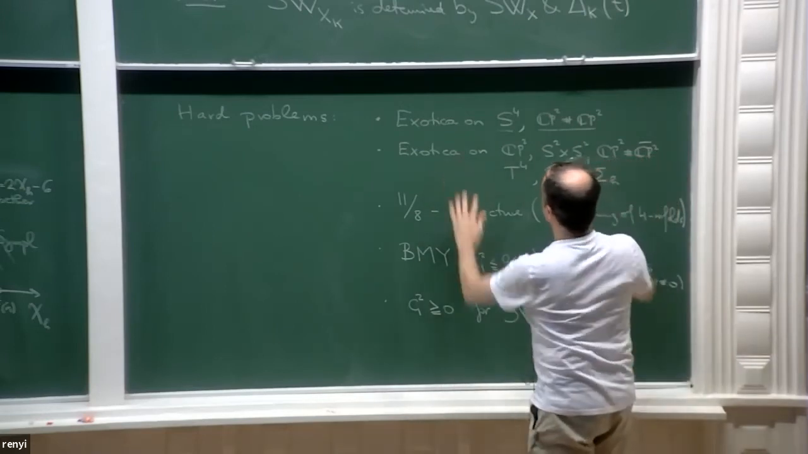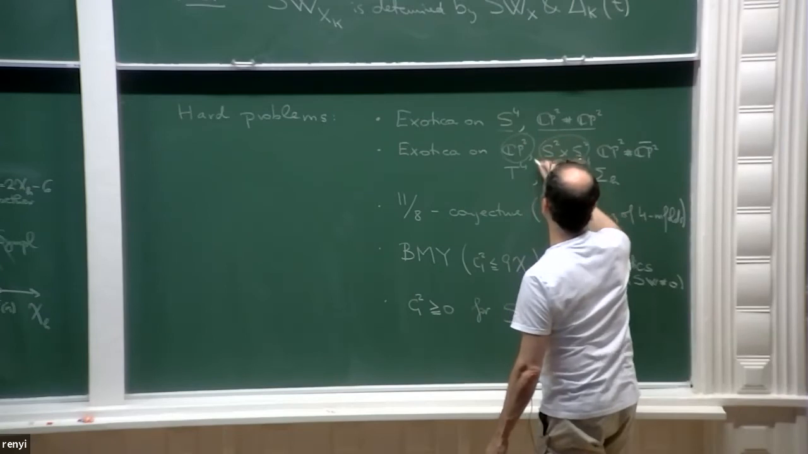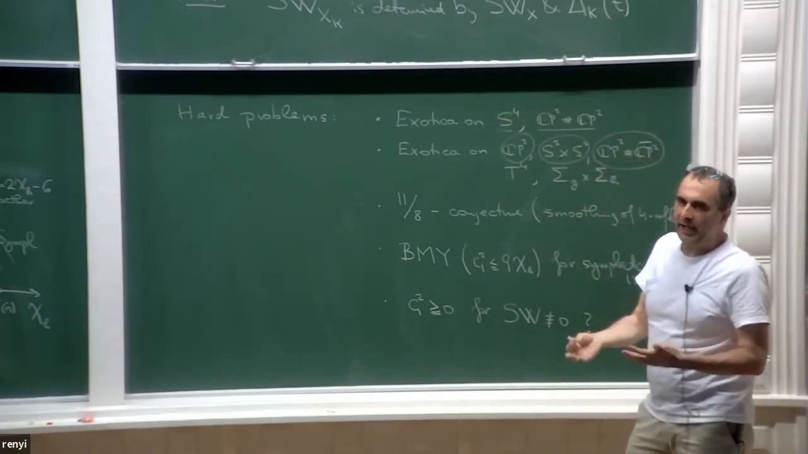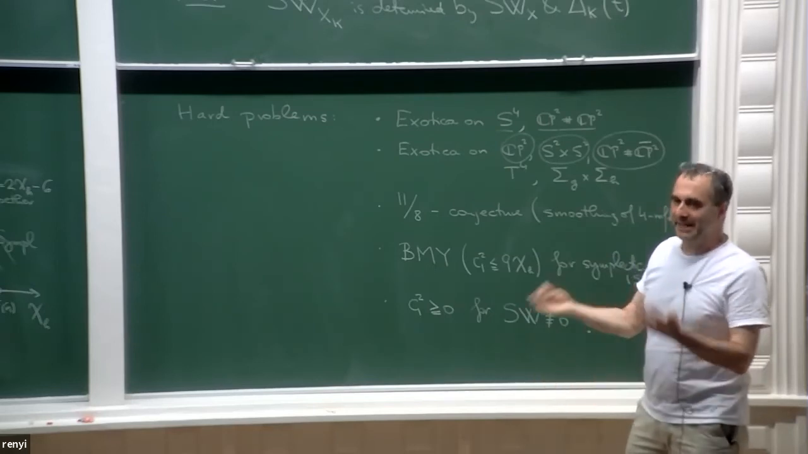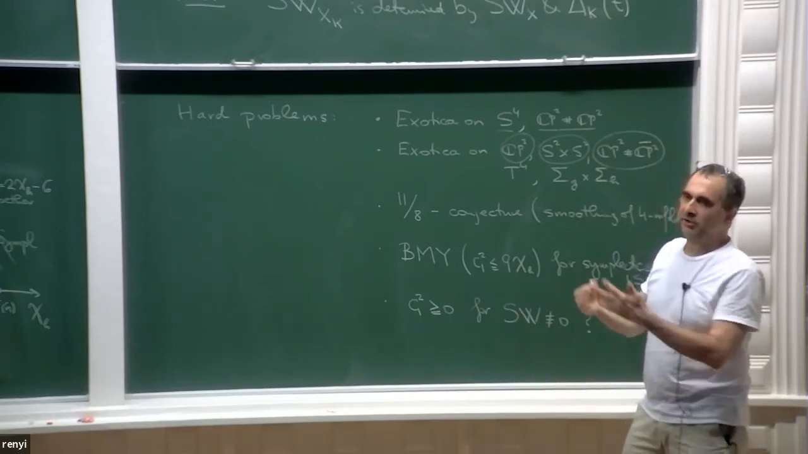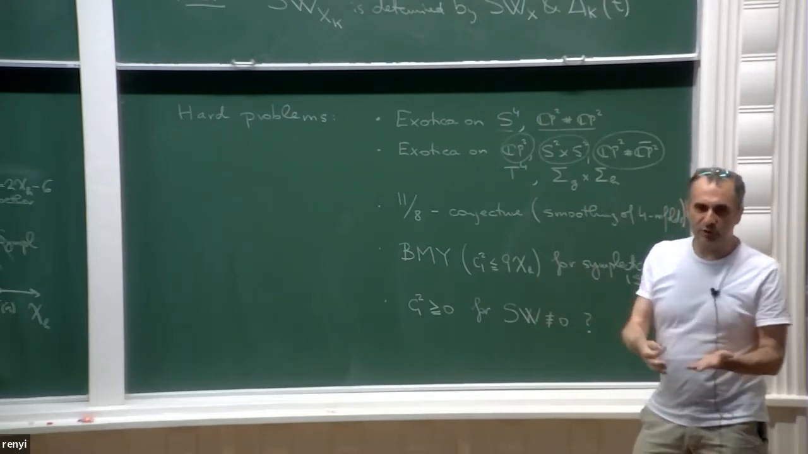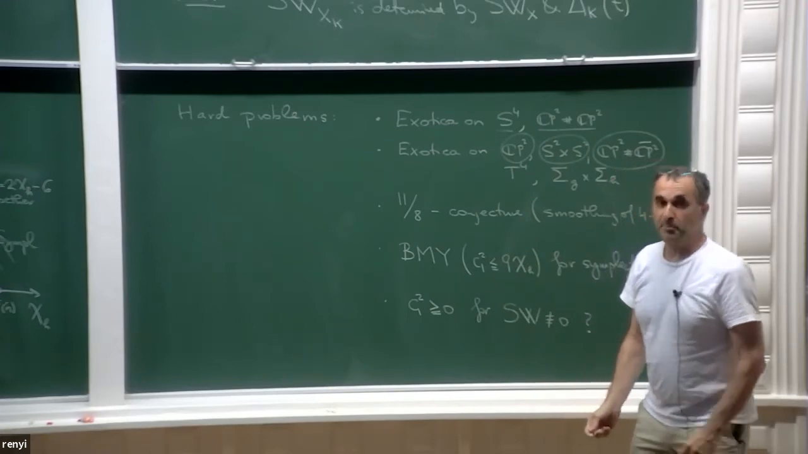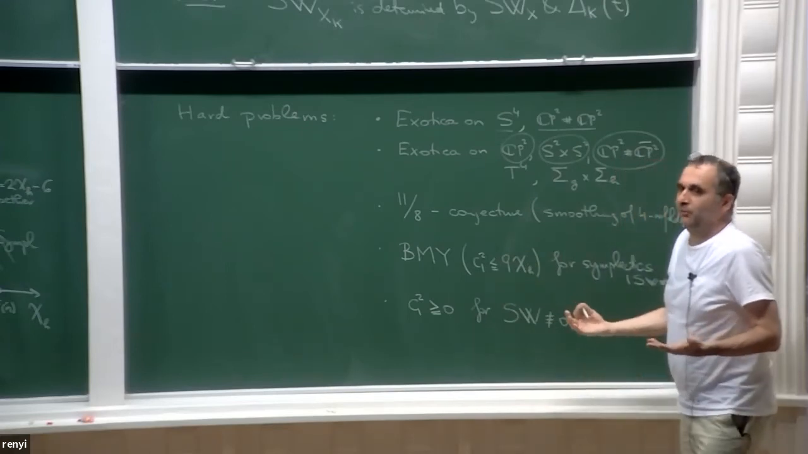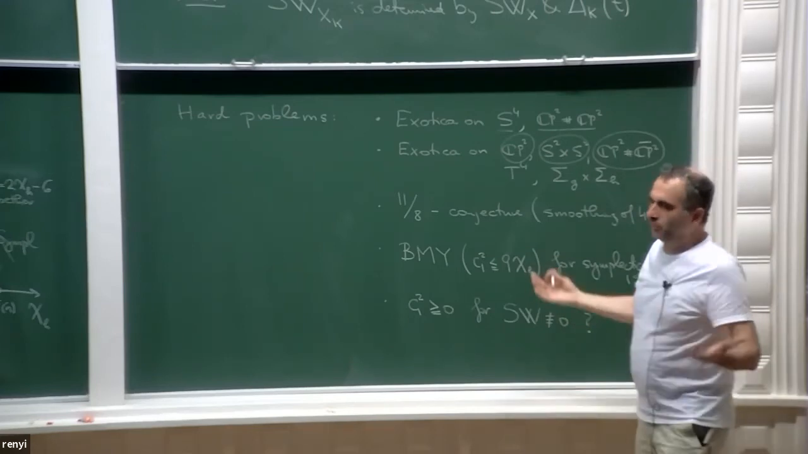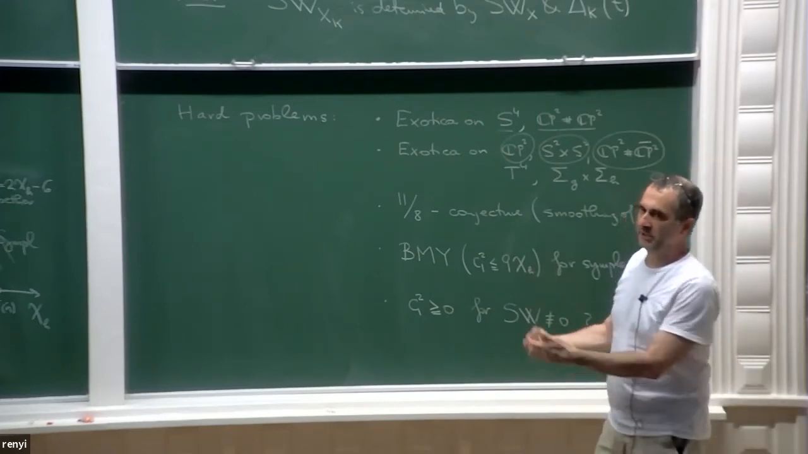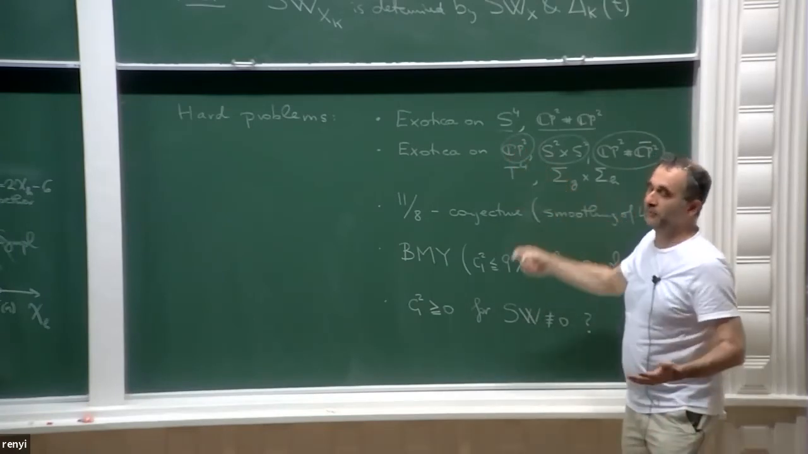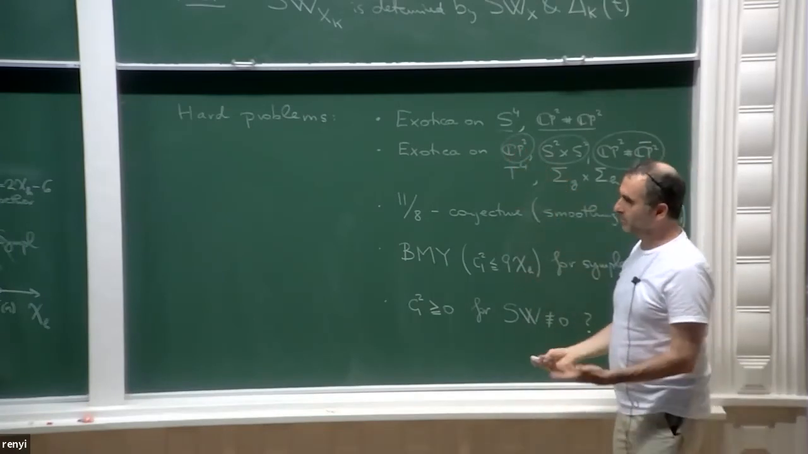What about exotica on CP2 and S2 cross S2 and CP2 blown up at 1 point? There we do have the tools, we just don't have the examples. You know, what are your candidate potential smooth manifolds which are homeomorphic but not diffeomorphic? We don't have those. But that wouldn't be such a groundbreaking result if you come up with a potential example. You are able to compute Seiberg-Witten. It has CP2 apart from that. It would be nice to see, but it's not easy.